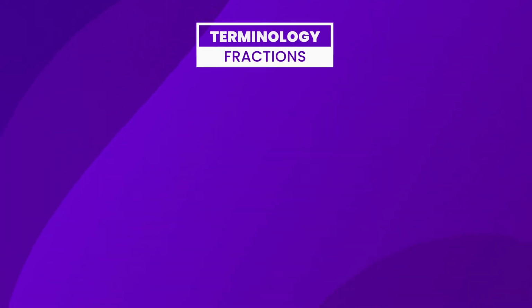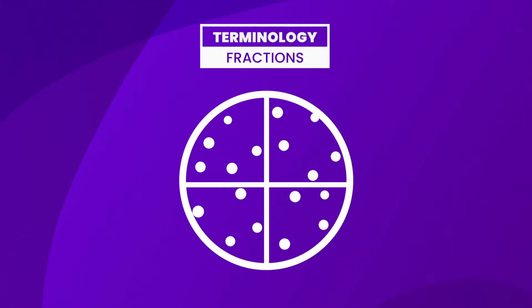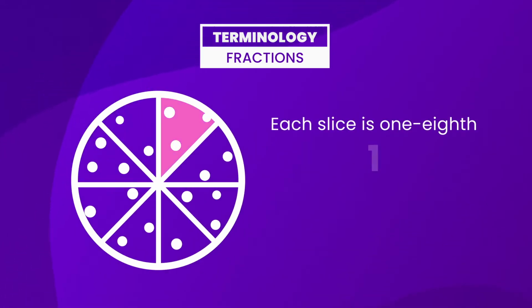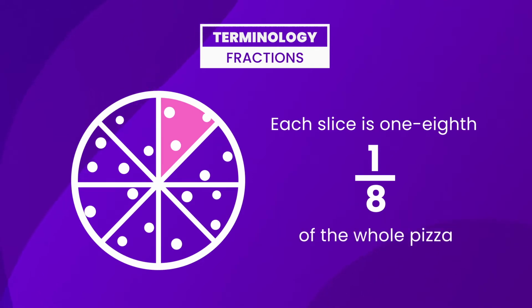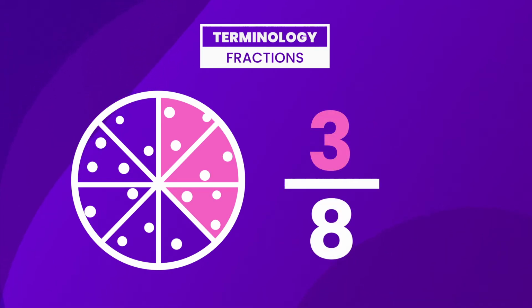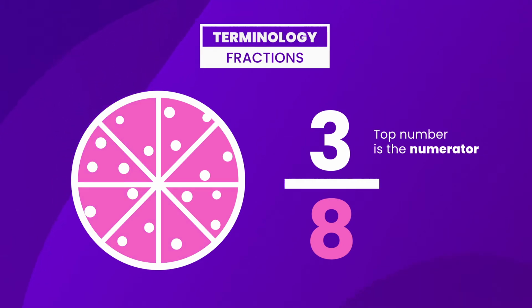Firstly, let's look at some terminology. We'll work with an example when we talk about terminology here. This pizza has 8 equal slices or parts. One part or slice is 1/8 of the pizza. I'm going to eat 3/8 of this pizza. We can express this in numbers like this. The top number is how many parts I'm going to eat. Here this is 3, and the top number is called the numerator of the fraction. The bottom number is how many parts the pizza is divided into. Here this is 8, and the bottom number is called the denominator of the fraction.